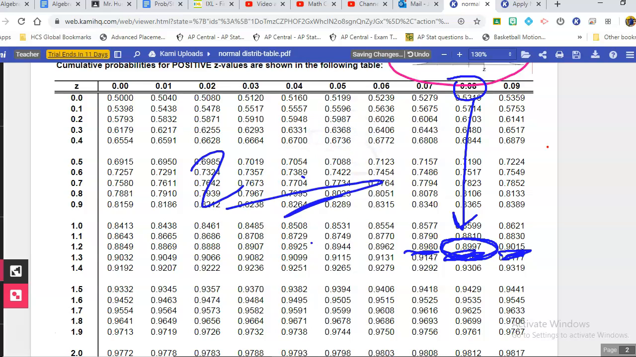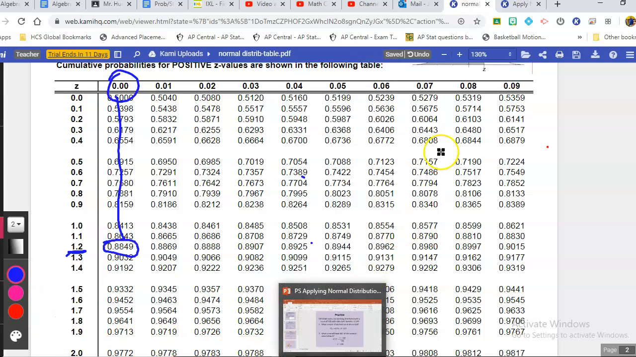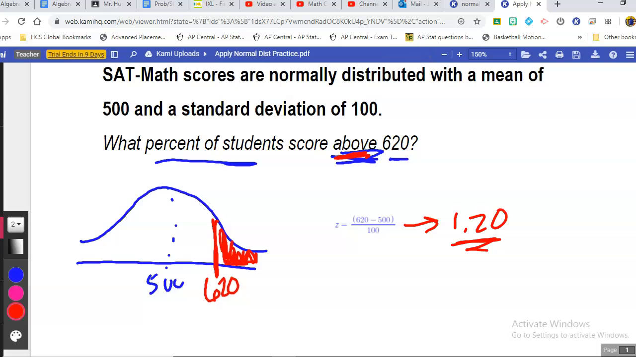Yeah, that's why you don't mark all over your table right there. So we go to 1.20 on our table, and that's 1.20. So that would come right down here, and that would be 0.8849. And we're going to take that 0.8849 and understand what that represents.